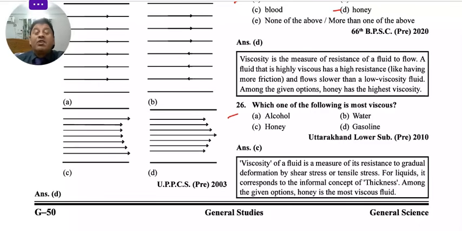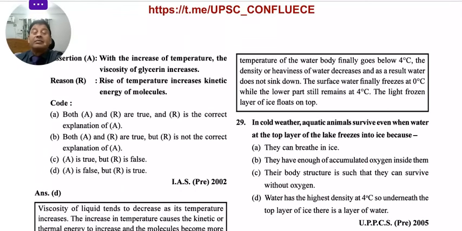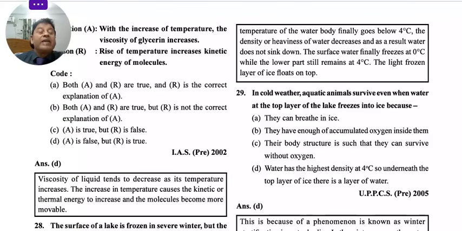This question: which one of the following is most viscous? कौन सा विस्कस सबसे अधिक है? अल्कोहल, वाटर, गैसोलीन. सबसे अधिक हनी का है, मधु का. देखिए इसमें चाहिए, इस क्वेश्चन देख लीजिए.